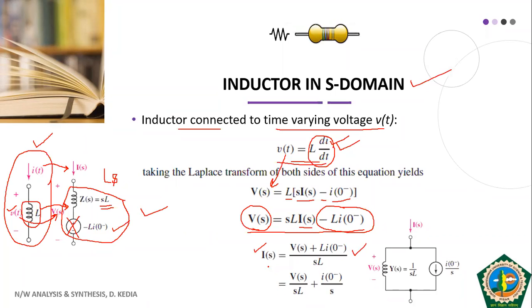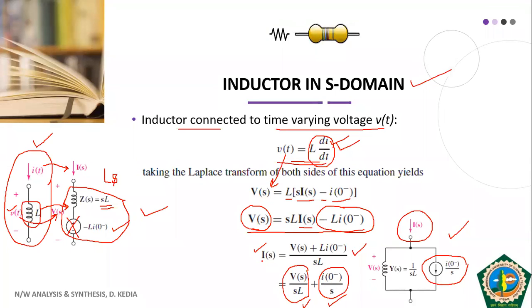So what do we have? Is is equal to Vs by Ls plus I0 by s. So we know that current tries to remain constant through an inductor. If you go by that interpretation, this representation will give you more understanding. So what we have done, Is is the current entering. So this current Is is the sum of this current and this current. We have shown this current as a current source having value I0 by s.